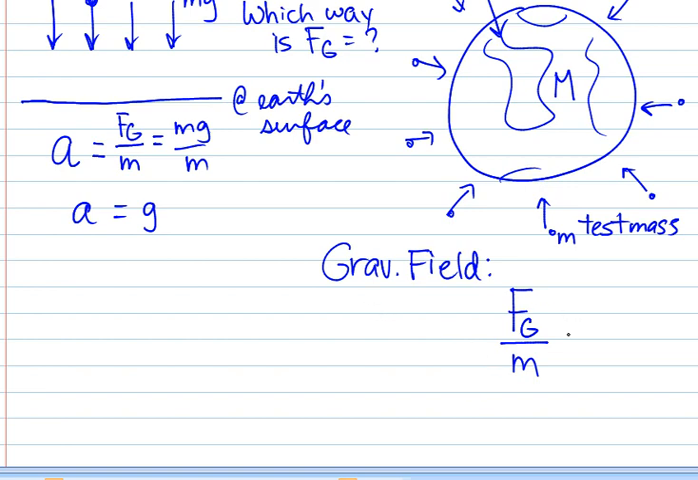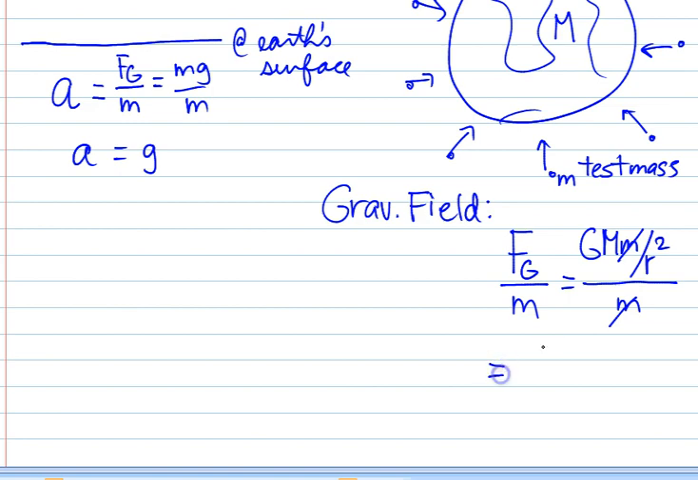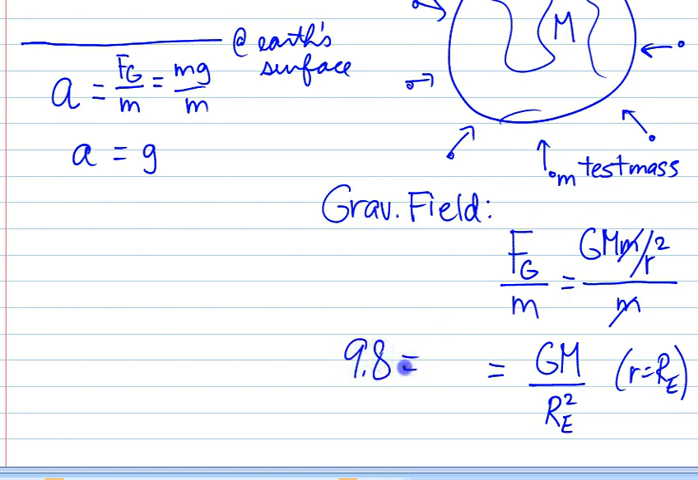And we saw that this was G big M little m over r squared, which is the force of gravity, divided by little m, which cancels, and we said that the gravitational field was GM over the radius of the Earth squared. I'm turning r into the radius of the Earth. And we gave that a special name. We did the math, and we found out that this was 9.8, and so that is what we call g.